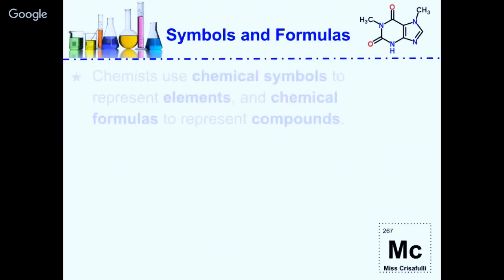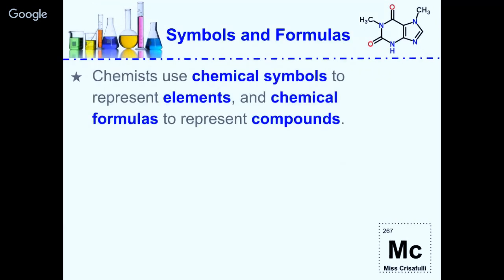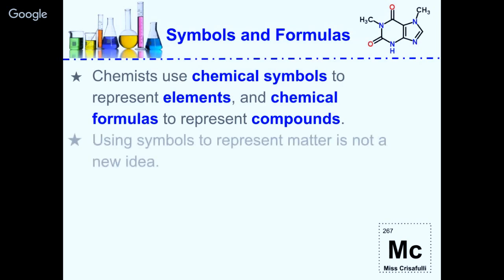So, chemists use different things than what you would think to represent these elements and compounds. They use chemical symbols to represent elements and chemical formulas to represent compounds. Now, using symbols to represent matter is nothing new.